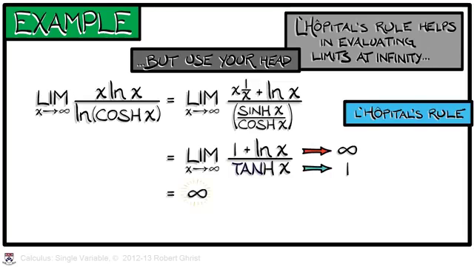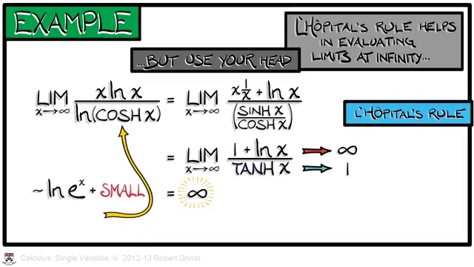What I want you to do is think about how that answer of infinity could be obtained in your head without L'Hopital's rule. Consider the hyperbolic cosine of x. That's really e to the x plus something small, up to a constant of 1/2. Now, if we take the natural log of that, that should look something like x. Not exactly, but it should grow linearly.